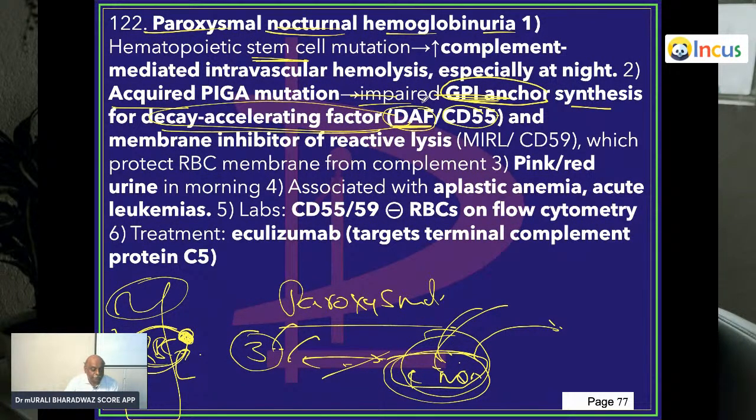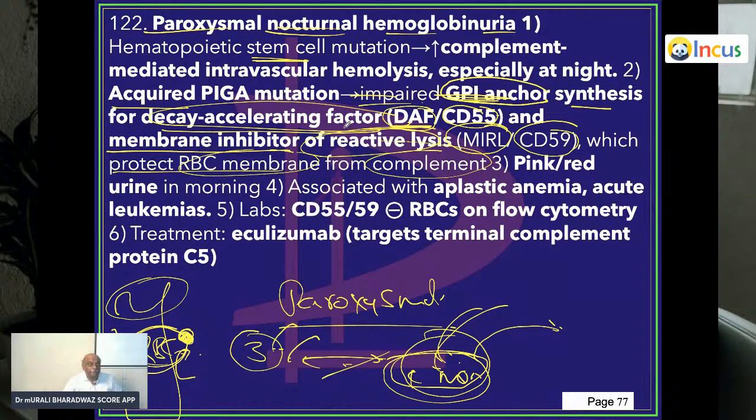Then there is one more important thing, it is called membrane inhibitor of reactive lysis. It prevents the lysis of the RBC. It is also called MIRL protein. MIRL, membrane inhibitor of reactive lysis. It is CD59. That also will protect the RBC membrane from being attacked by the complement protein in the plasma. Till here understood? The train has come till here, right? It will go on till Kazipet.